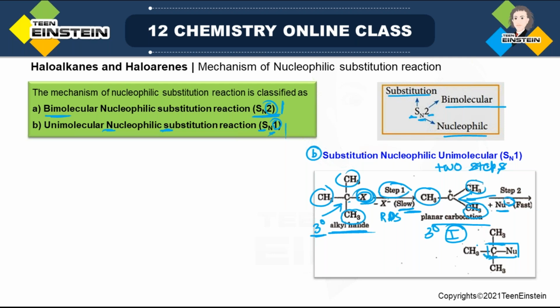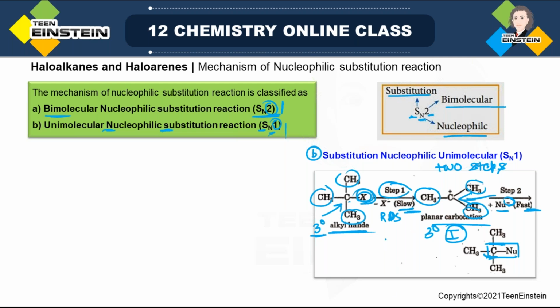Now why is it called unimolecular? Because for this reaction, when you consider the rate of the reaction, basically the slow step is important. Among these two steps, the second step is fast. It is not very important because it will always occur at a very high speed. But that step which is basically slow, if somehow you can make it fast, now you can get overall high speed of the reaction.